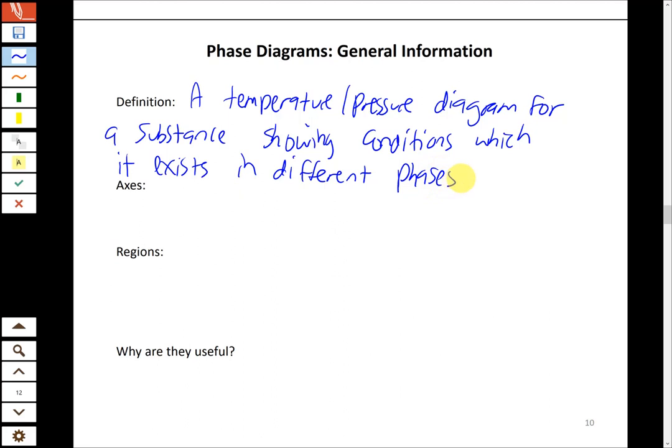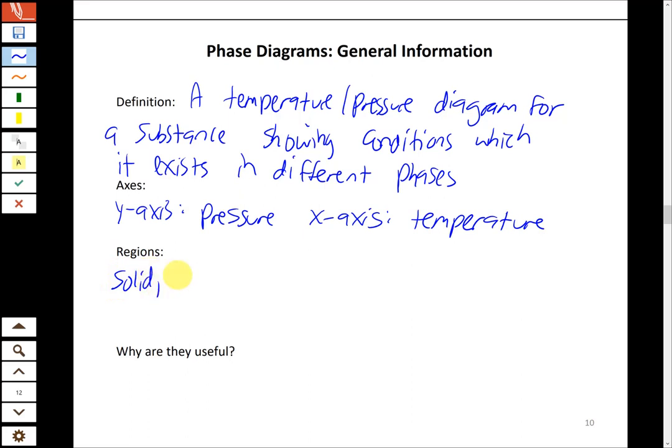So it's a two-dimensional plot with an x and y axis. So the y-axis in this case is going to be pressure, and the x-axis is going to be temperature. And so what that's going to then do is you're going to have basically lines on this diagram that divide up the different phases, which at minimum are going to be solid, liquid, and gas. So you're always going to have at least 3 regions on a phase diagram: solid, liquid, and gas.